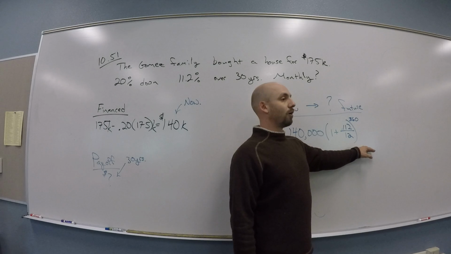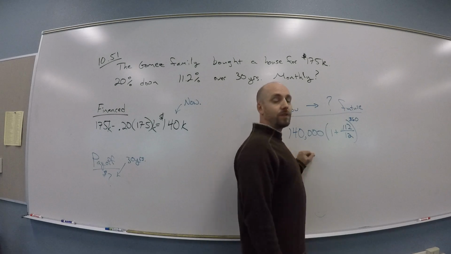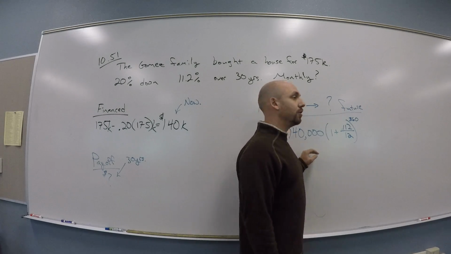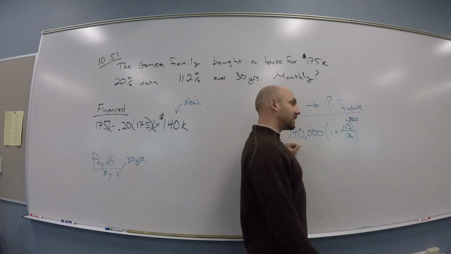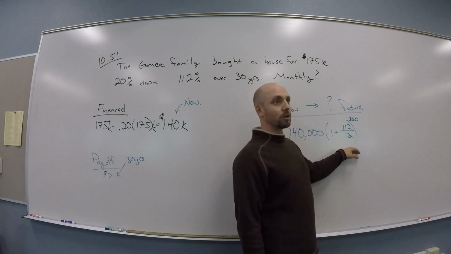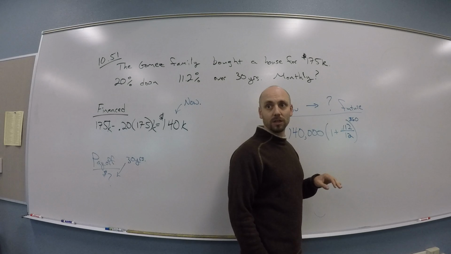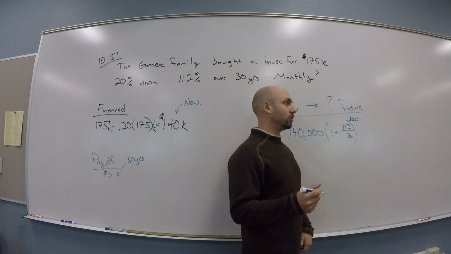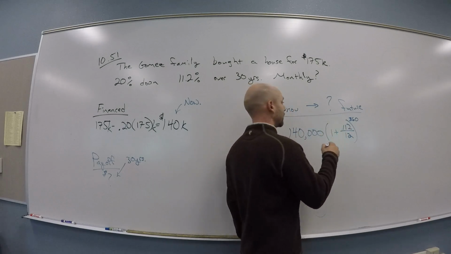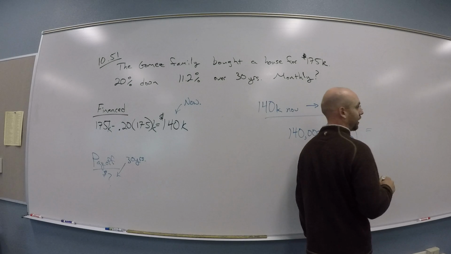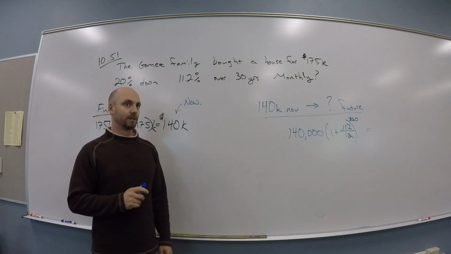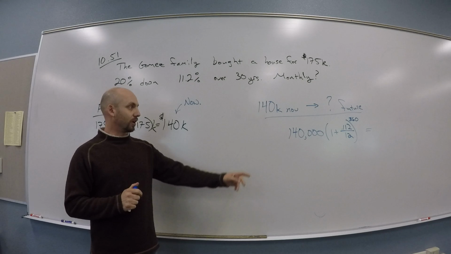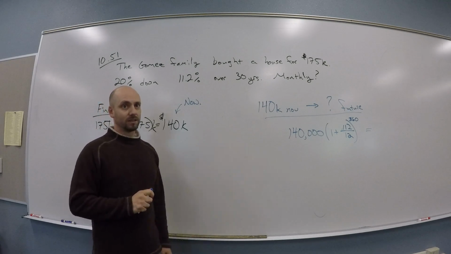So this right now is the future value of the annuity that you need to create. This is how much $140,000 is worth in 30 years, assuming 11.2% interest. So what do you get out of this? Somebody give me a number here. Make sure you're parenthesizing correctly.